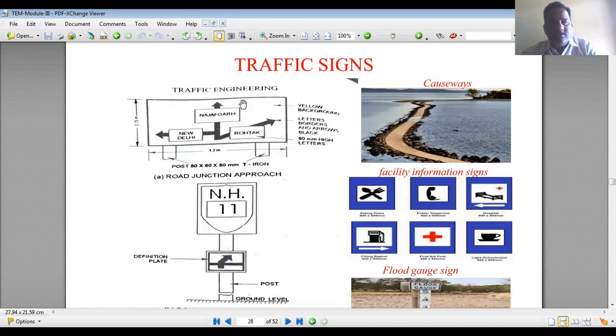So this is a rectangular shaped board. Lengthwise it has to be provided in the horizontal direction, and in height the shorter direction should be provided. It has two posts which are embedded in the ground. These two posts are 80 by 80 by 8 mm T-shaped iron posts. The width of the board is 0.75 meters and the length of the board is 1.2 meters. So 1.2 by 0.75 is the size of this rectangular board.